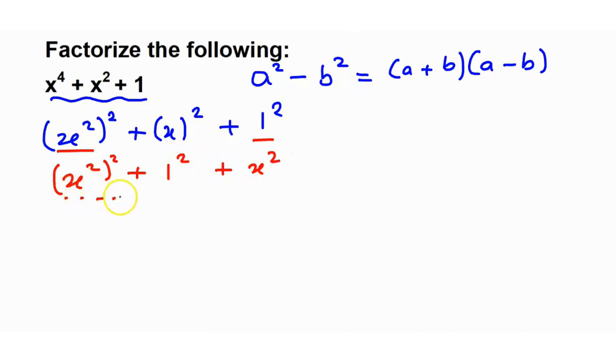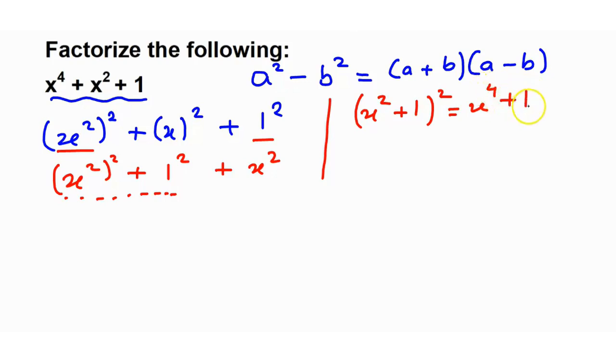So if we want to make a whole square with these two terms, then what is the third term that we want? If we want x square plus 1 whole square, then this is going to give us x to the power 4 plus 1 plus 2x square. We already have x to the power 4 and 1. All we need is 2x square, but we only have 1x square. So now we can split this up. We can split this x square into 2x square minus 1x square.